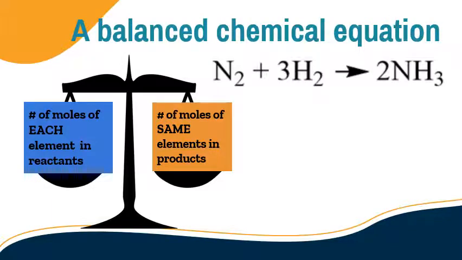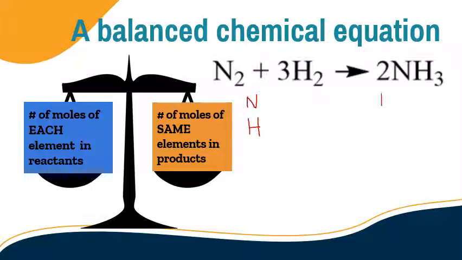In a balanced chemical equation, the number of moles of each element in the reactants is the same as the number of moles of those exact same elements in the products. For example, we have the chemical reaction to the right. N2 plus 3H2 yields 2NH3. Let's look for the number of nitrogen and the number of hydrogen on each side of this reaction.